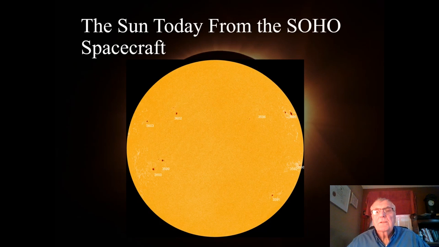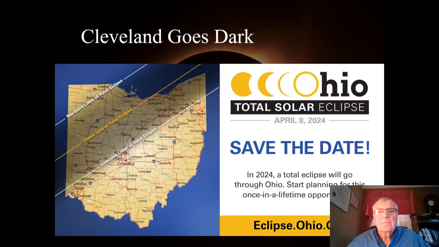This is what the sun looked like the other day. This sunspot group, just barely visible to the unaided eye. I went out and took a look with a pair of glasses and when it was more over here. I knew it was there, but it wasn't obvious.